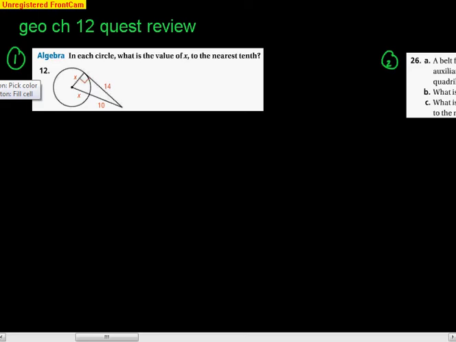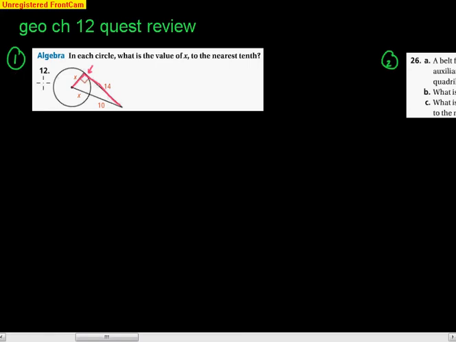Number 1 here. It says, in the circle, what is the value of x? And notice, x is the radius. So really, we're finding the radius of this circle. Now, you have a radius here, and this 14 is a tangent. So this right angle, you should know. They should not have to mark that. So when you have a radius hit a right tangent, that is a right angle. And we can use Pythagorean Theorem to solve this problem.